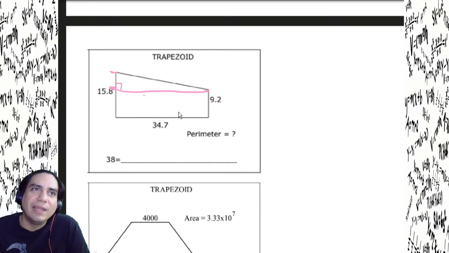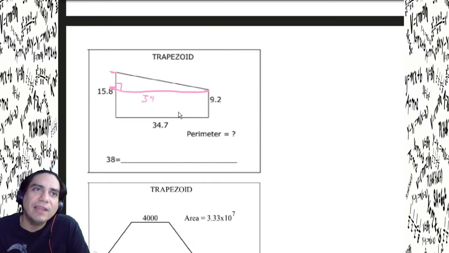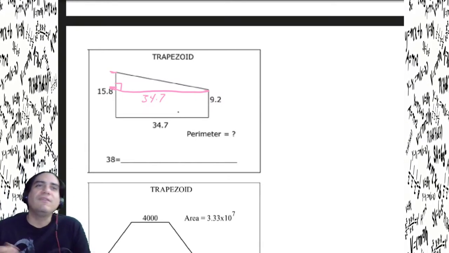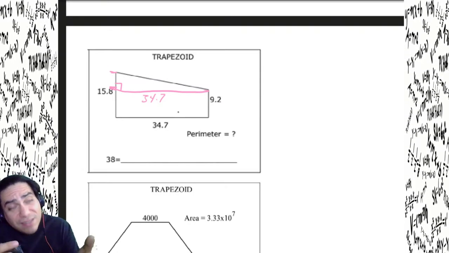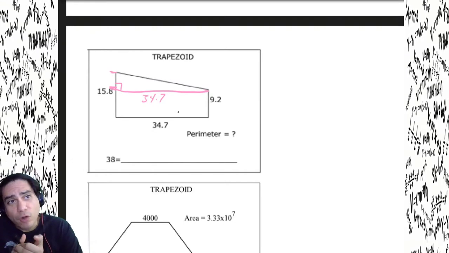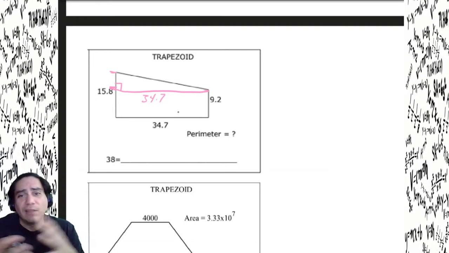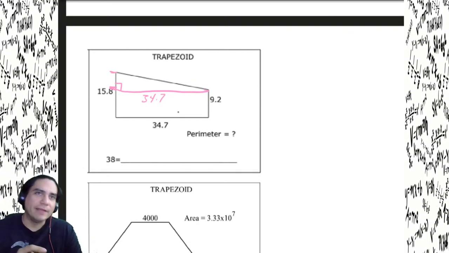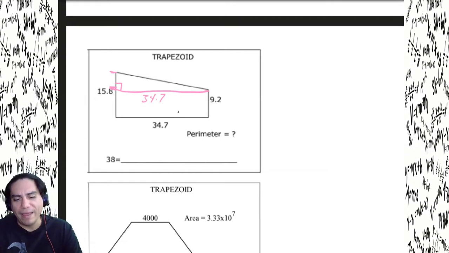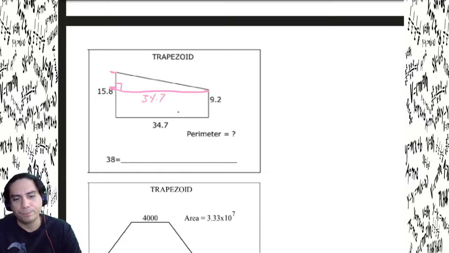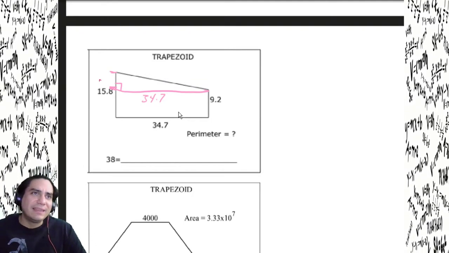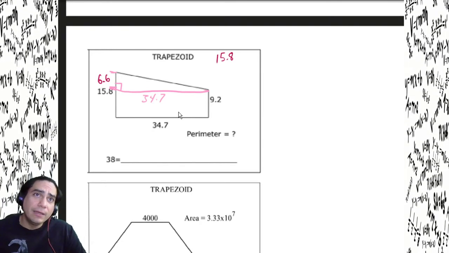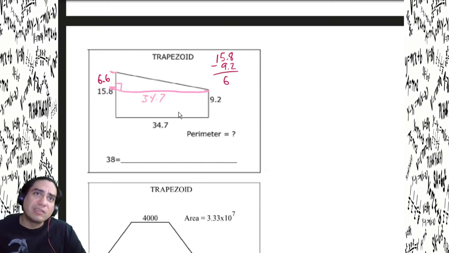We already know this leg. This leg's 34.7, okay? That leg's pretty easy. But what we need to do is, again, find a difference between our bases. Notice the bases are on the bottom and the top this time. They flip that trapezoid to the side, and now you've got the bases on the left and right. But how can you tell where the bases are? Parallel lines. Remember that, parallel lines. So let's go ahead and find our difference here. We're gonna get 15.8, and we're gonna subtract 9.2 from it. And guess what? This leg right here is about 6.6. Remember, the work is 15.8 minus 9.2, 6.6.